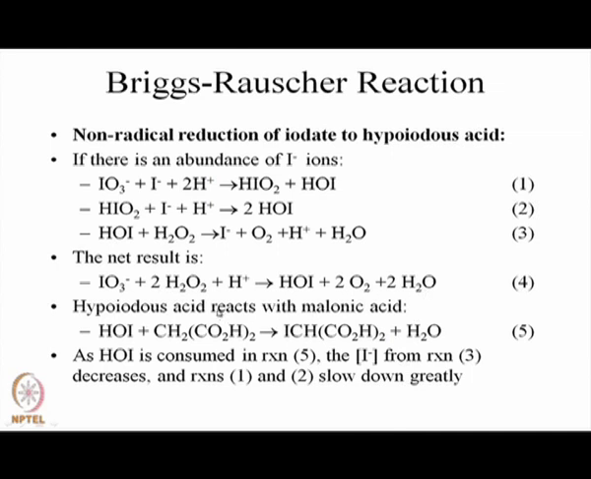Then this hypoiodous acid HOI reacts with malonic acid. Malonic acid is CH2(CO2H)2, that means it is a dicarboxylic acid. So it is iodination on this CH2 carbon, and as HOI is consumed in reaction 5, you see here it is consumed, the I- from reaction 3 decreases, and reactions 1 and 2 slow down greatly. These two are slowed down greatly.